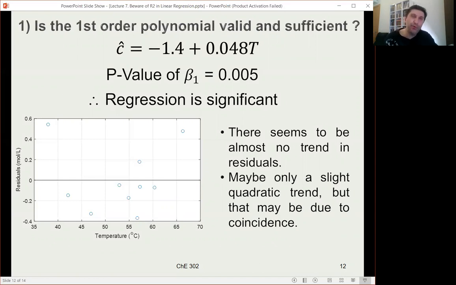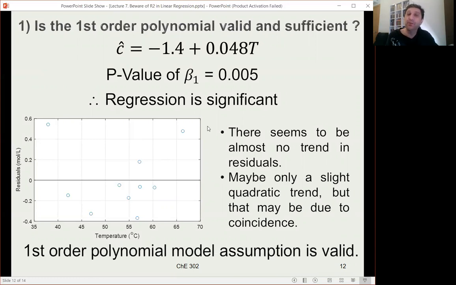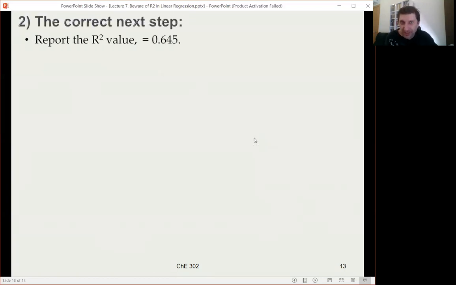So for 10 data points, in order to see a definite trend, I would need a much more pronounced curvature. Here I do not see that much of a pronounced curvature. So I think that here the first order polynomial seems to be sufficient. So you stop here, you do not increase the order. The next step would be the report. You just report the R square value, which is 0.84 or 0.85.